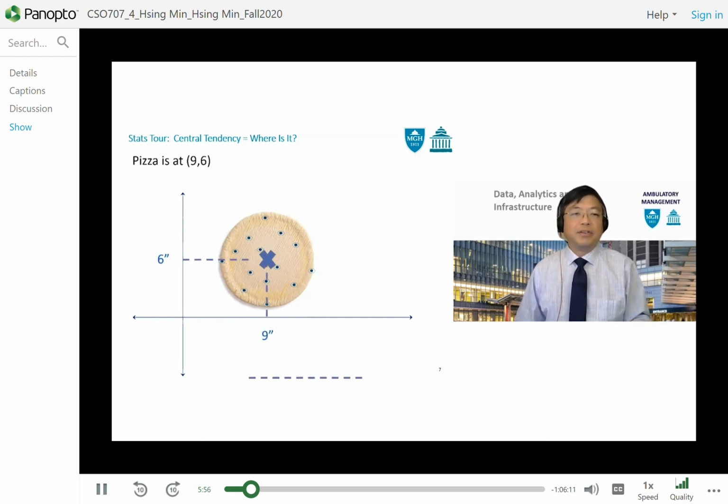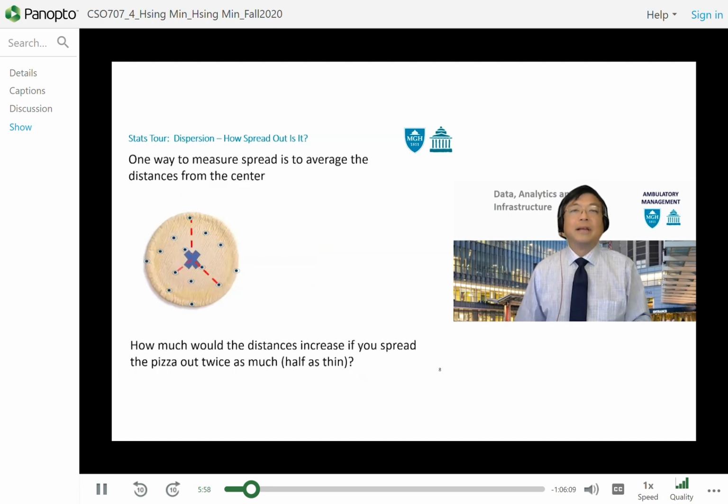Now, the more interesting question is the next question, which is, how spread out is it? Dispersion. Now, we could add up all these distances and say, oh, that's how spread out it is. Just add up the distance of each anchovy eye from the center. You could also take the average. But it doesn't matter. Either way you do it, we'd run into a problem. If you double the distances, would the pizza be twice as spread out?